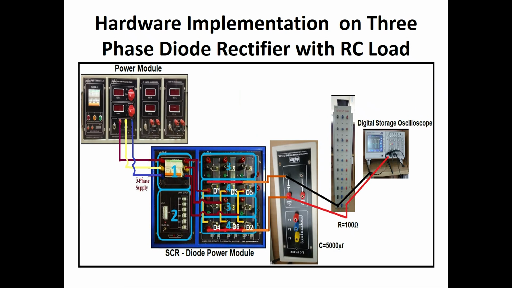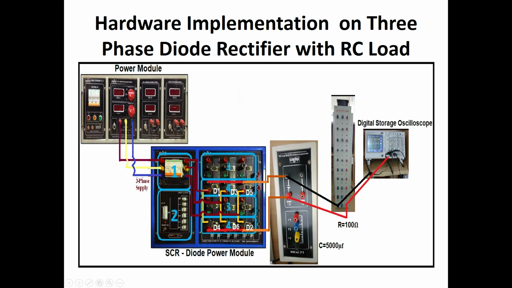Hardware implementation on three-phase diode rectifier with RC load. So in the power module, three-phase supply is required. SCR diode power module. Third is capacitor. Between red and black, the capacitance value is 5000 microfarad. Between black and red terminal of resistor load, resistance is 100 ohm. Now we want to see the output voltages using a digital storage oscilloscope.